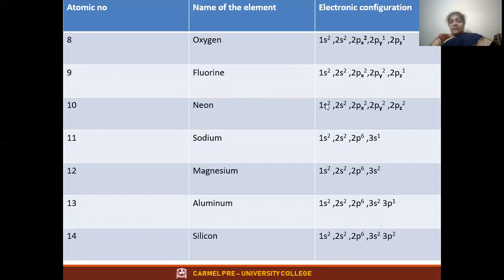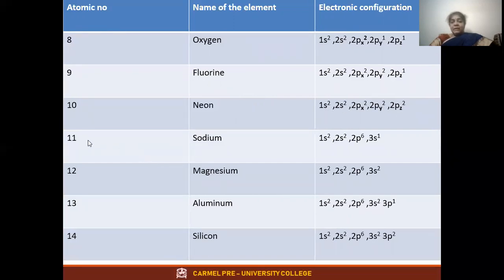Next, neon, 10: 1s2, 2s2, 2px2, 2py2, 2pz2. If you can see, all are filled. In total you have 6 electrons in p, 2 plus 2 plus 2, 6 electrons, and 2 electrons in s. So the entire configuration of neon, if you see, is filled.